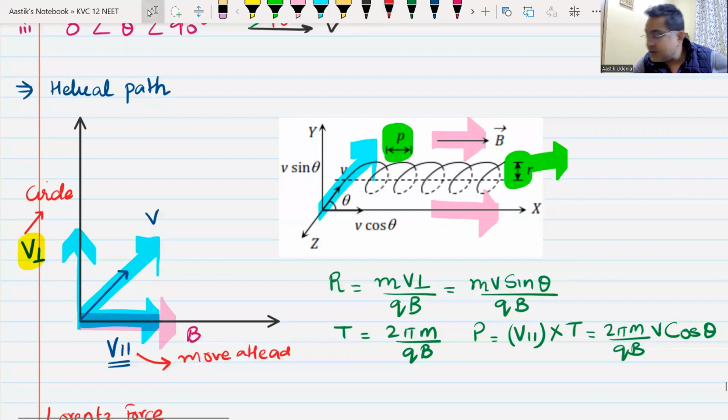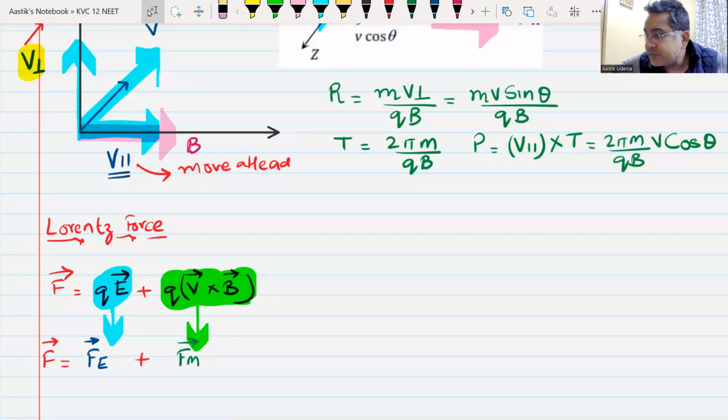Then we had seen if the angle is not 0 or 180, it follows the helical path, and we had seen the radius of the helical path and the time period. The last thing that we saw was Lorentz force. If a particle is under the influence of both electric and magnetic field, the force on the particle is given by the Lorentz force. Now let us start with some questions and finish this topic here.